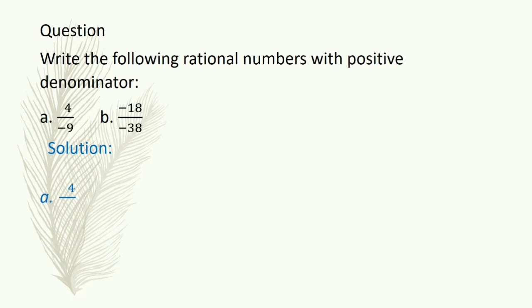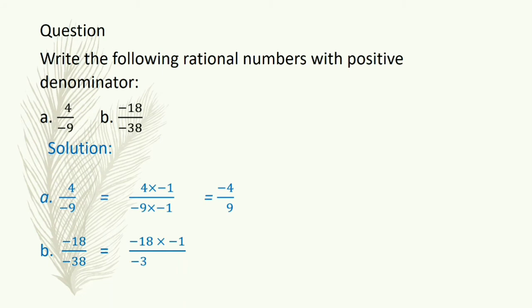So the first one can be written as 4 by minus 9 is equal to 4 into minus 1 by minus 9 into minus 1. That is equal to minus 4 by 9. Now we have the positive denominator. And question number B, minus 18 by minus 38 is equal to minus 18 into minus 1 by minus 38 into minus 1. That is equal to 18 by 38, and we have positive denominator.